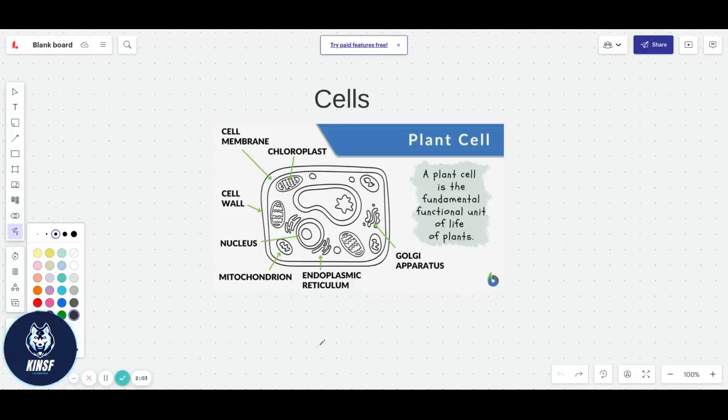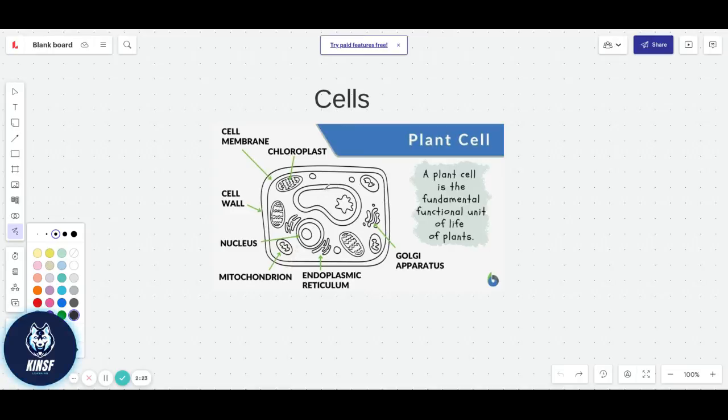Next is the mitochondrion. The mitochondrion is the powerhouse of the cell. It creates ATP. ATP is like the energy for living things. Yeah, so that's ATP. And next we have the vacuole.